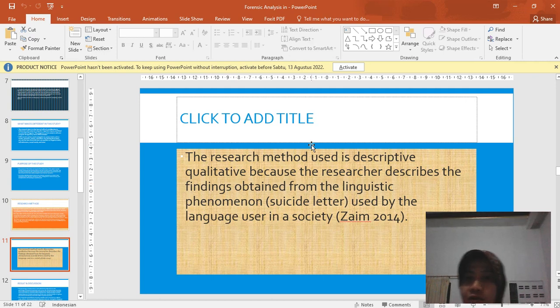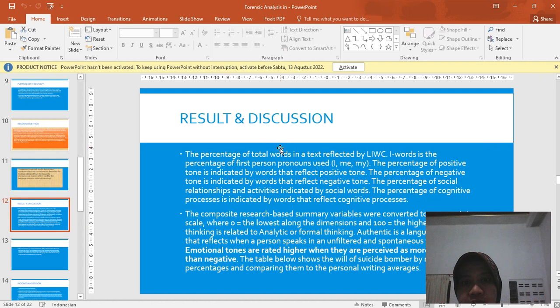The research method is descriptive qualitative because the researcher described the findings from the linguistic phenomenon, which is the suicide letter, used by the language user in a society. Result and discussion.